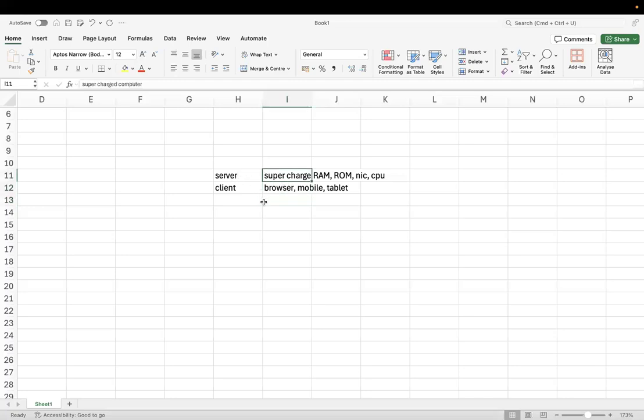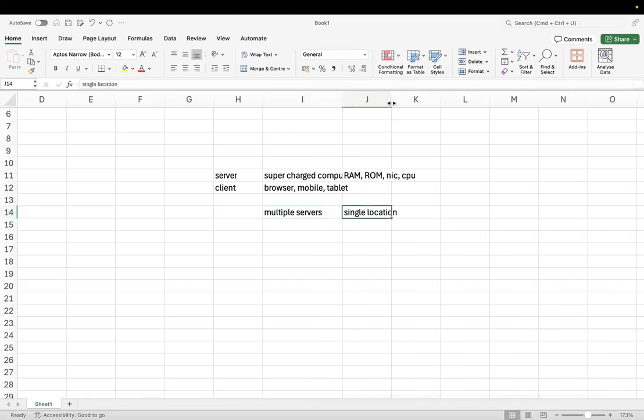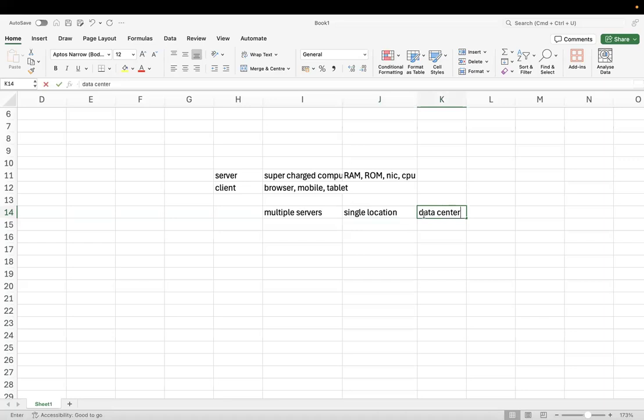from this server, right? So in general, in an MNC or a small company, they are going to create multiple servers in a single location. Maybe that location could be close to their office, nearby their office. Now, this single location hosting multiple servers is nothing but a data center.